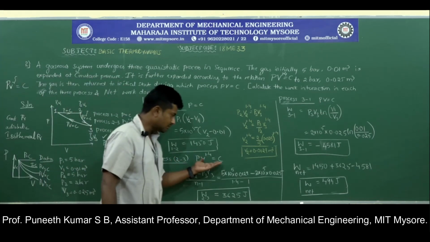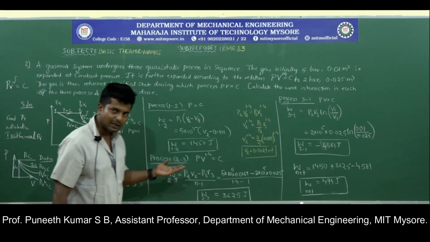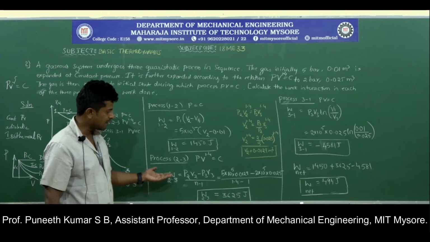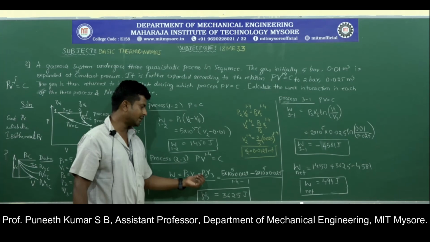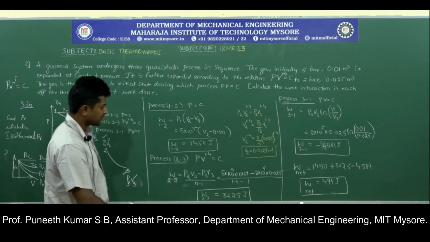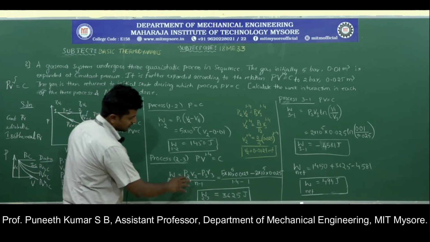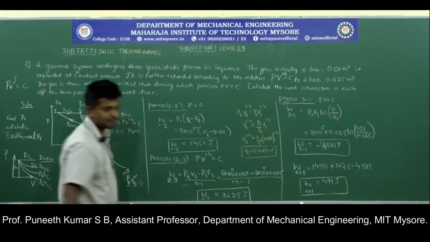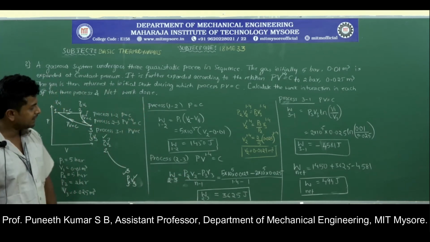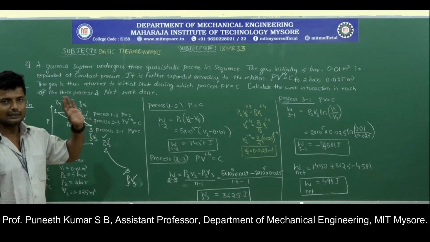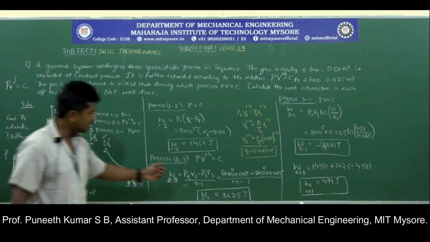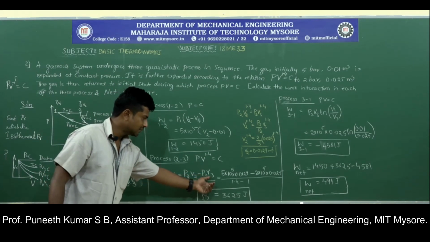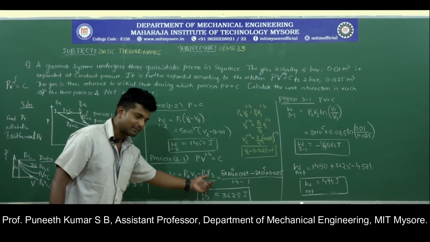We already know the work transfer equation for an adiabatic relation. So W is equal to P2 V2 minus P3 V3. In the general formula it will be written as P1 V1 minus P2 V2. In the general formula it is written with respect to initial and final. Here also we are adopting the same thing.